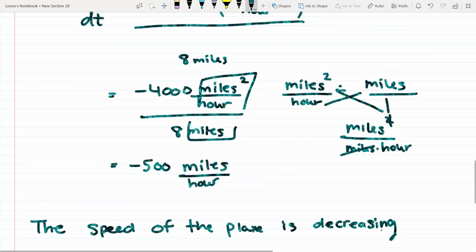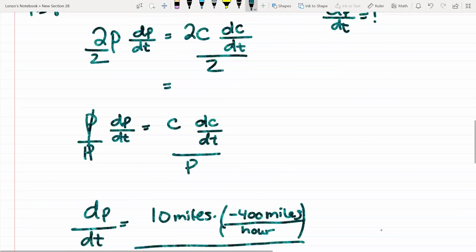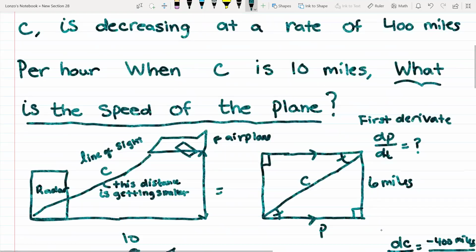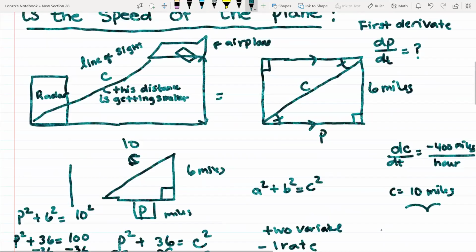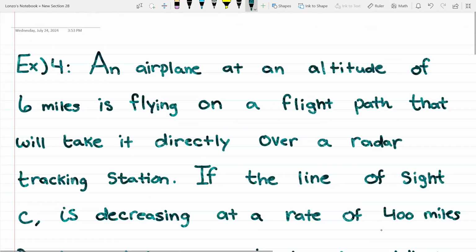Okay, so this one was tricky because I had to draw the correct image. So this is example 4. Okay, that wraps it up for this video.